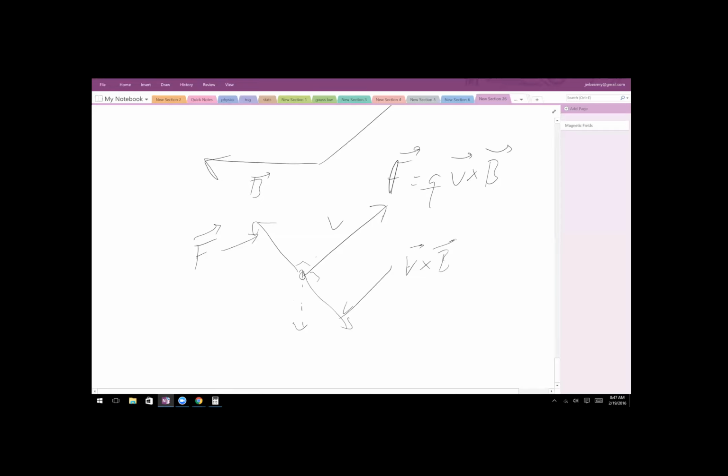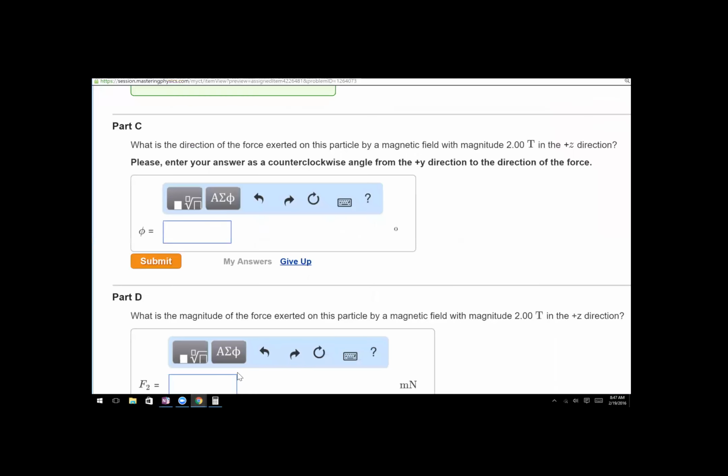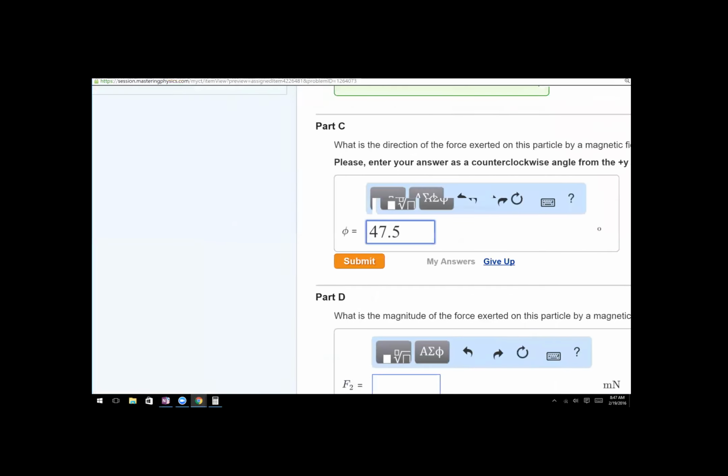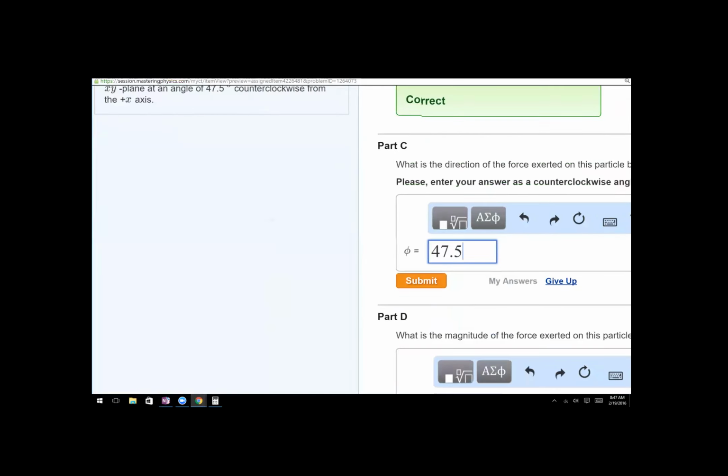Anyway, so the angle, well, it'd be the 47.5 and then plus another 90. So, okay, it wants the angle from the Y direction, so it's just 47.5. That was the angle we started with, right? Yeah.